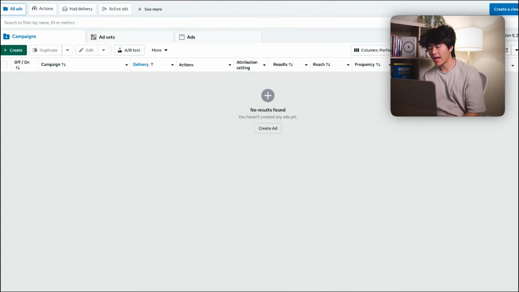So now I'm in the Meta Ads Manager. I'm going to be running through exactly what buttons you guys want to press. I'm just going to go through exactly how the form is going to be set up and all the campaign, ad set, and ad settings. That way you guys are 100% on the process.